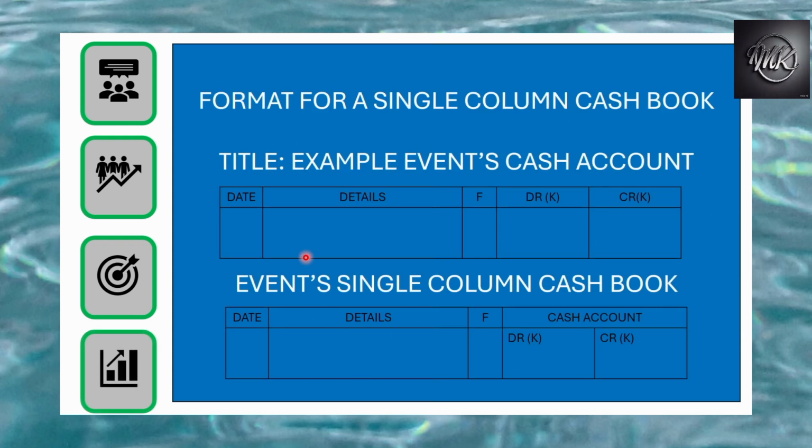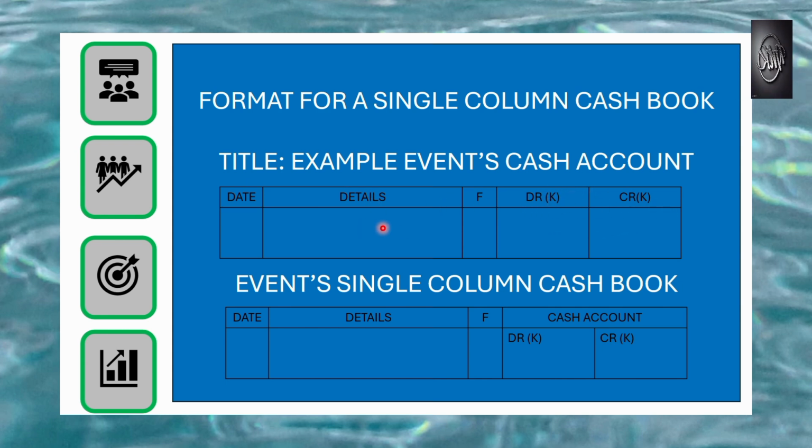The format for a single column cash book. It should have the title. Each time you write a cash book, it should always have a title. So you can say Events Cash Account. It's a single column cash book with the cash account only. It should have the date column, the details column, the folio, debit, and the credit. And in this case we are using kwacha units.